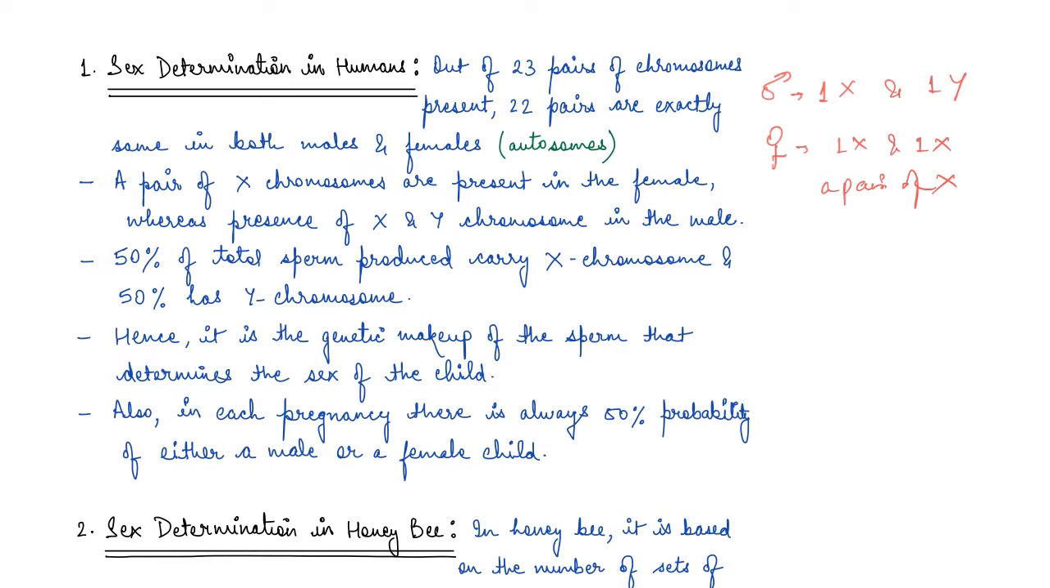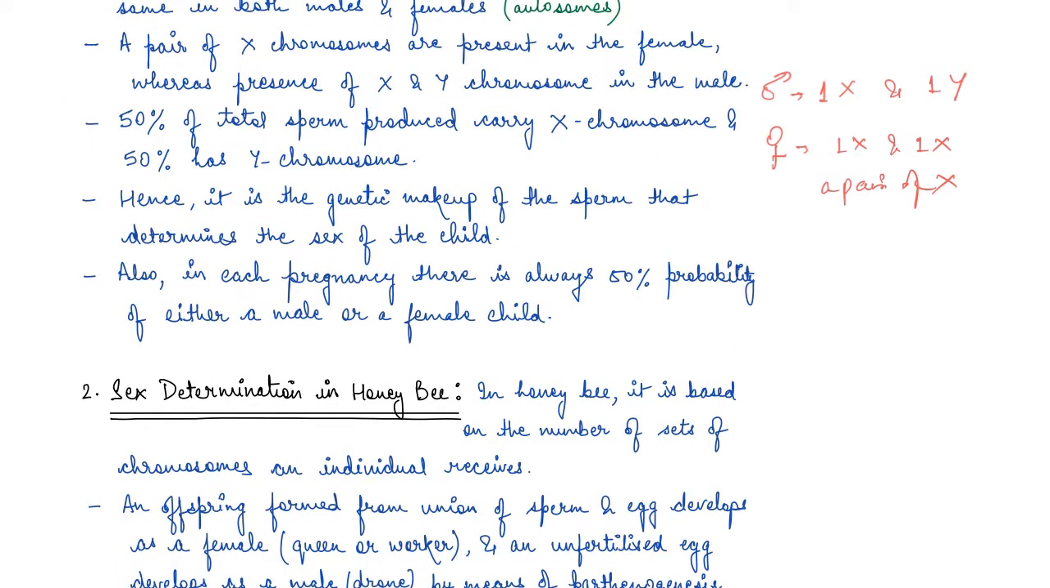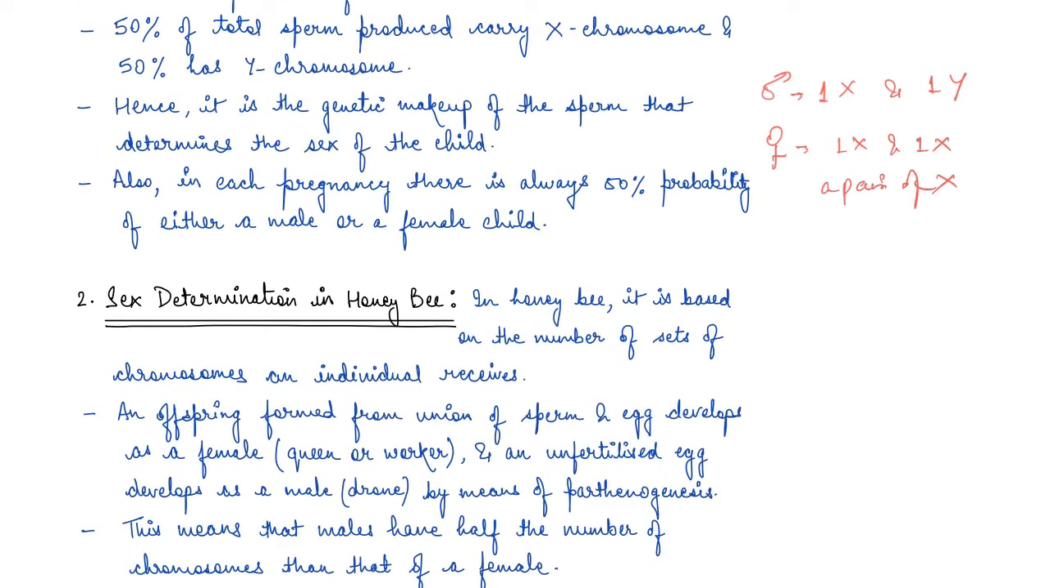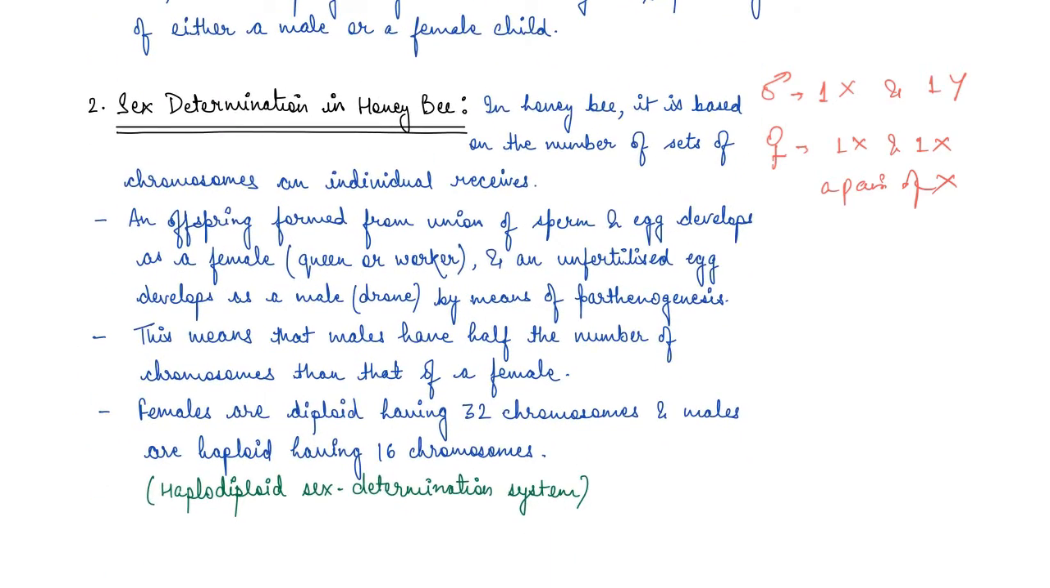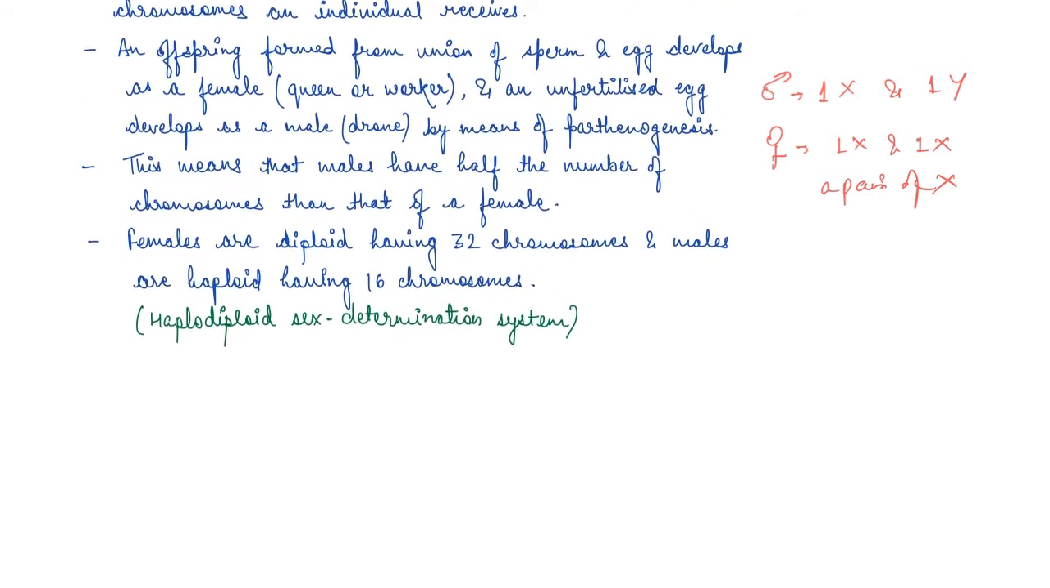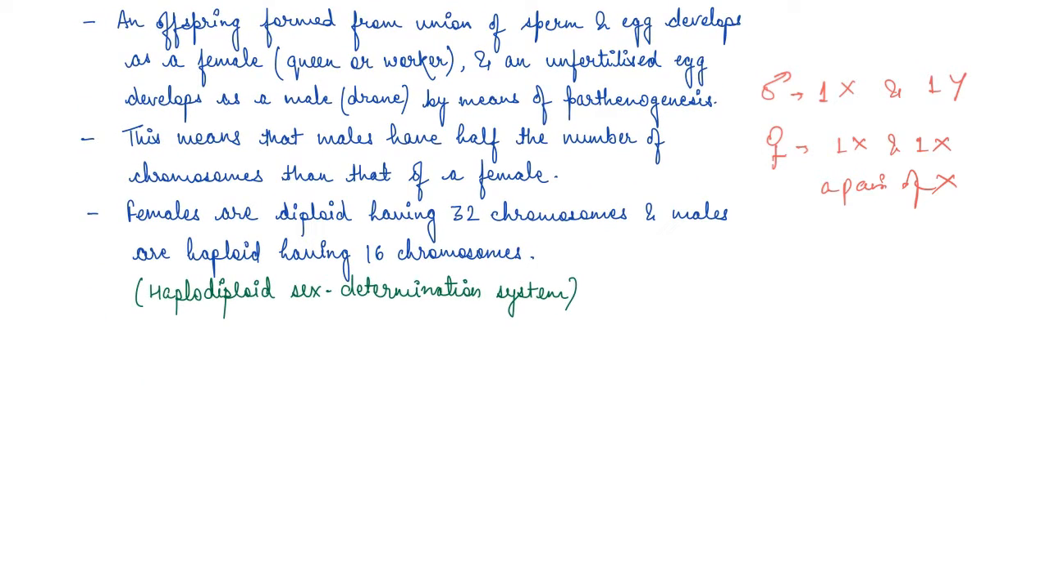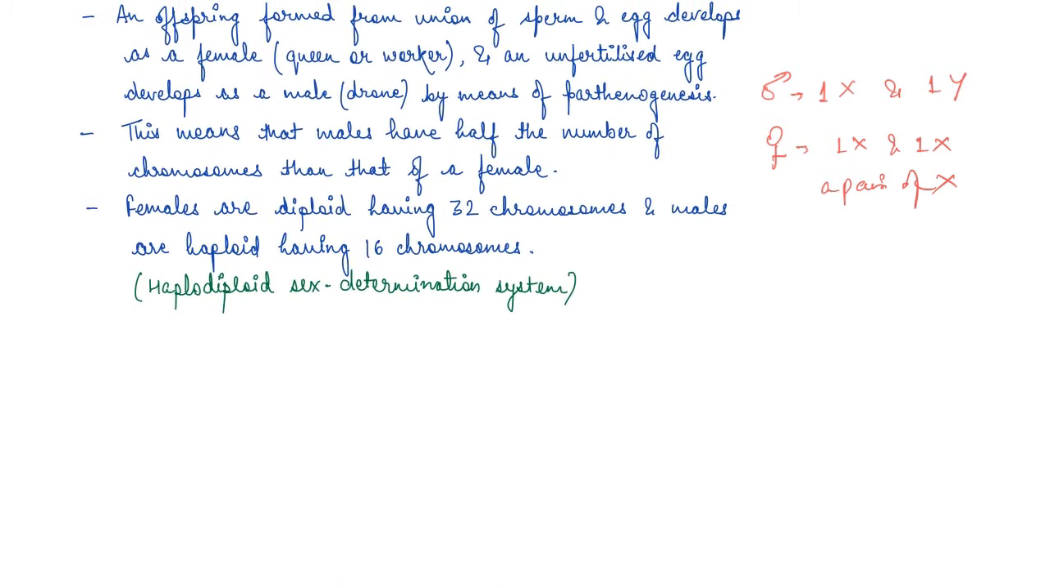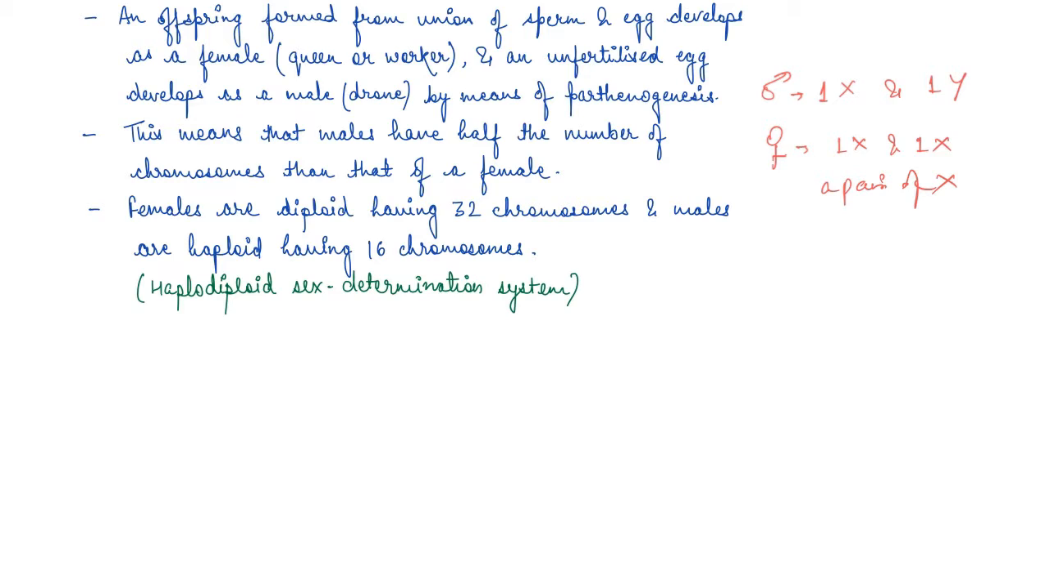Now let's talk about sex determination in honeybee as well. In the case of honeybee, the sex determination is based on the number of sets of chromosomes an individual receives, right? An offspring formed from the union of sperm and egg develops as a female, and that female can be a queen or a worker. Or it can be an unfertilized egg.